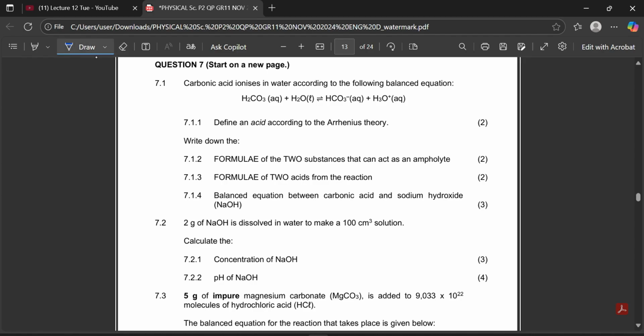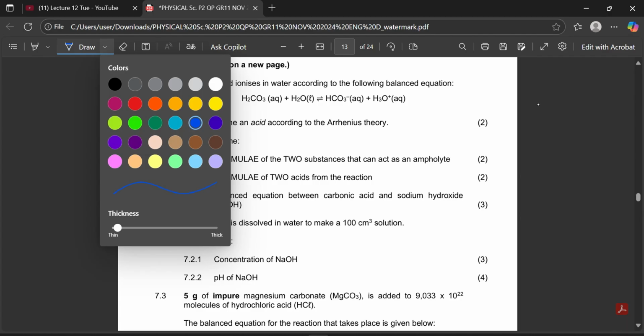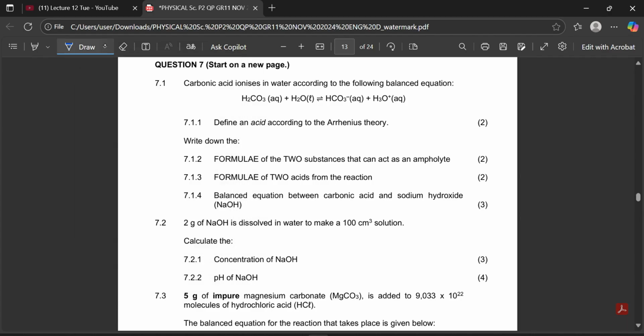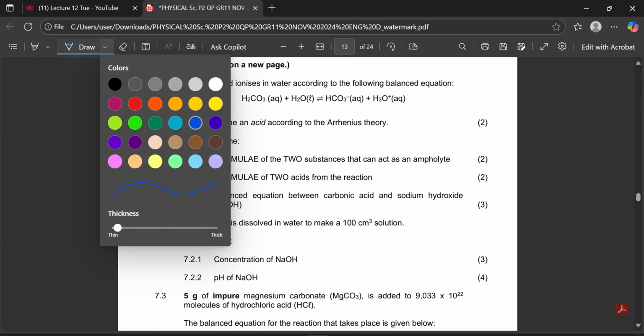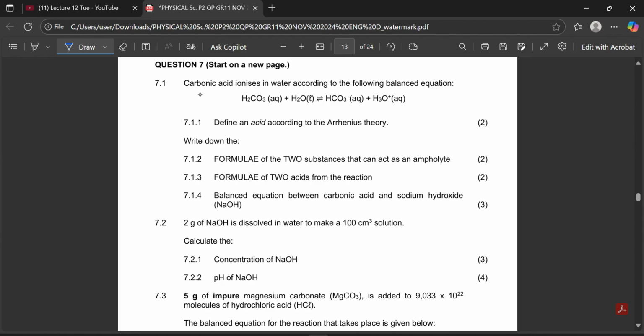Keeping in mind that this guy, as well as this guy, is basically the same thing, H3O plus and H plus. So that's what we typically have, right? The carbonic acid ionizes in water according to this equation, and we've defined what an acid is according to the Arrhenius theory.